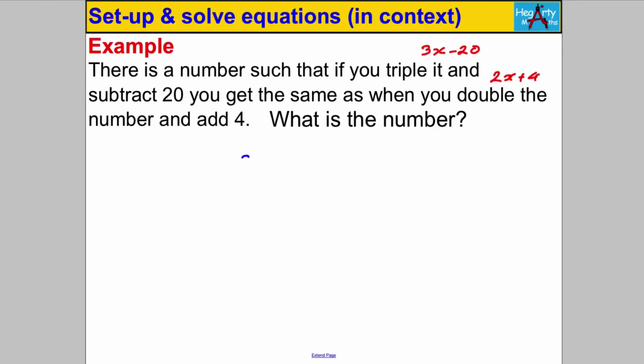So the equation we could write down is that 3x subtract 20 must be equal to 2x add 4. Now we want all the x's on the same side, so I'm going to subtract 2x from both sides, and to undo that take away 20, I'm going to add 20 to both sides at the same time. And therefore we get 3x take away 2x is simply 1x. x is therefore equal to 24. And do try it, triple 24 and take away 20, you get the same as when you double 24 and add 4, and we're done.